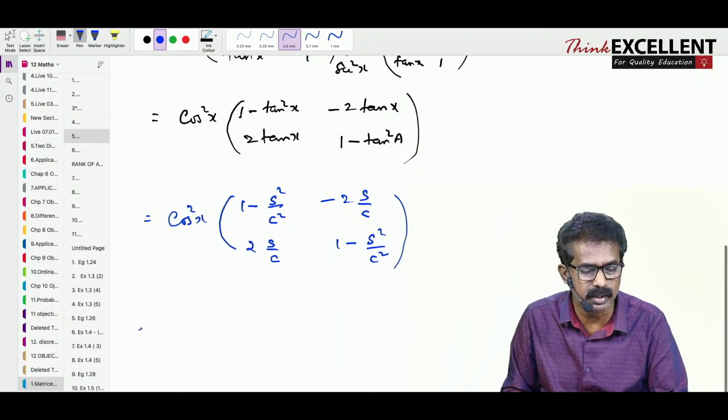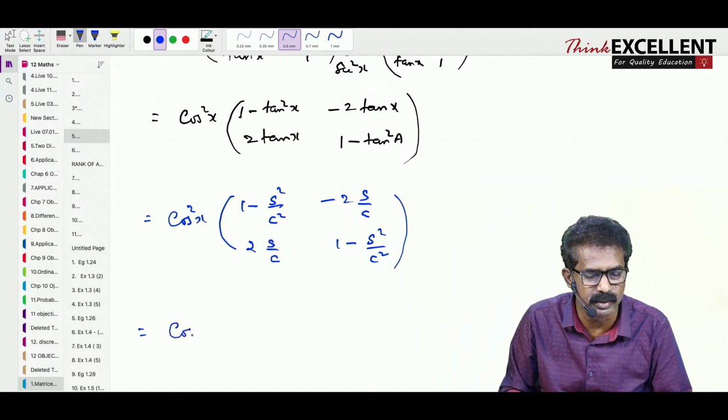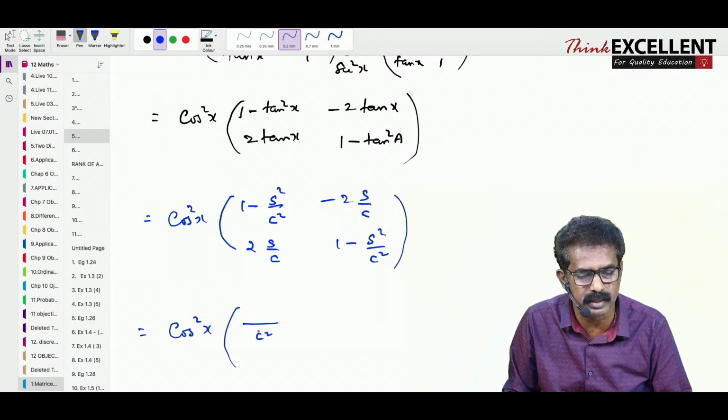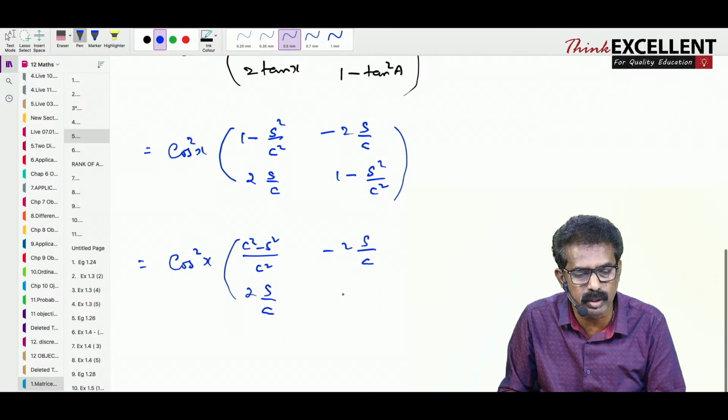Okay, I'm saving time so that at least I can take another 2 more questions, no? That is why I'm writing like this. So cos square x into, please listen, you take LCM. Cos square is the LCM. So cos square minus sin square, right? Cos square minus sin square. Minus 2 sin x by cos x. You get 2 sin x by cos x. The fourth one also you take LCM. Cos square, so cos square x minus sin square x.